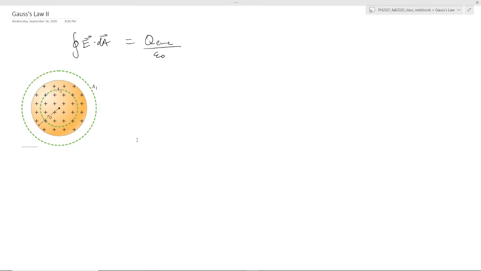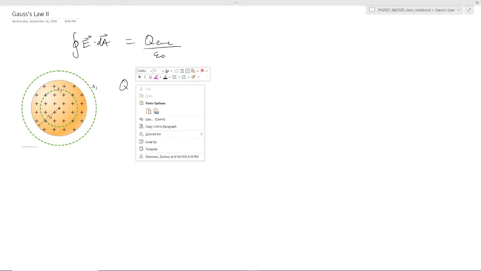sphere with charge uniformly distributed through it. So this is not a conductor. This must be some kind of dielectric where you have charge that's distributed just throughout its volume. And it has a total charge Q.